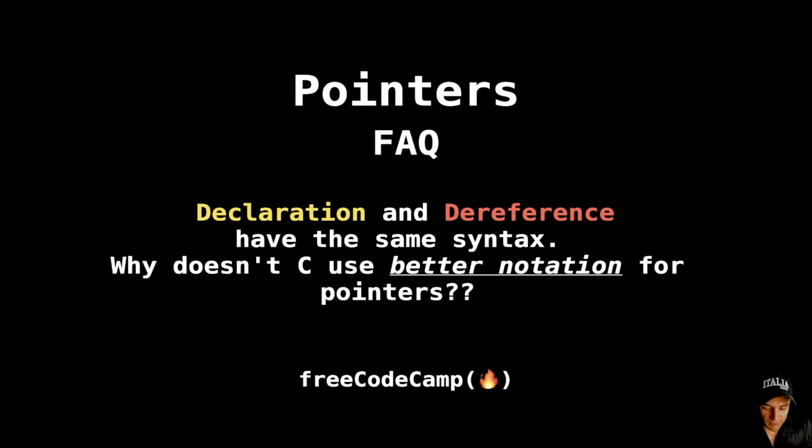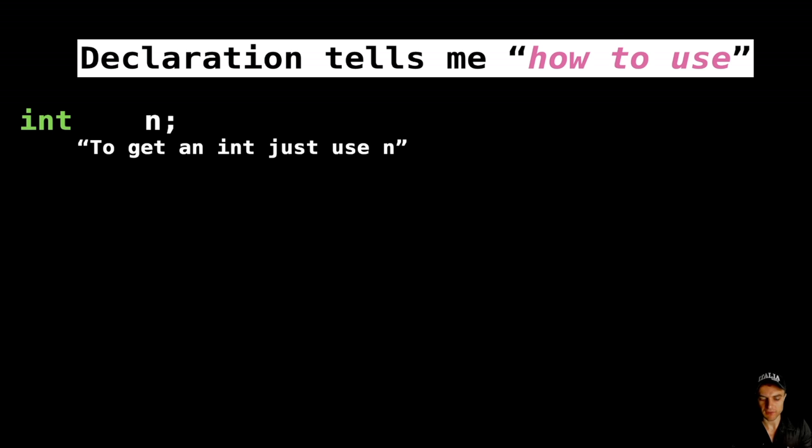So now the tricky part. Declaration and dereference have the same syntax. Why doesn't C have a better syntax for doing this? Namely, a different syntax for dereferencing and another different syntax for declaring. This is confusing. Initially, it was a little confusing for me. Keep in mind this principle: declaration tells me how to use. What does it mean? Well, let's try to understand together.